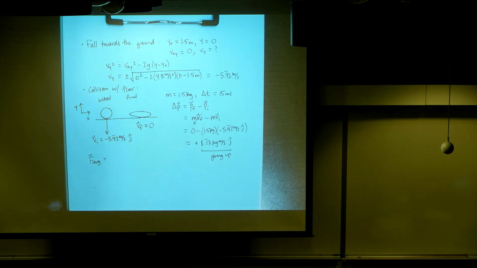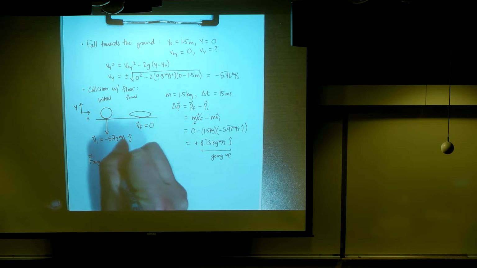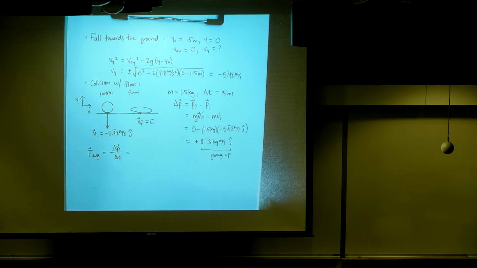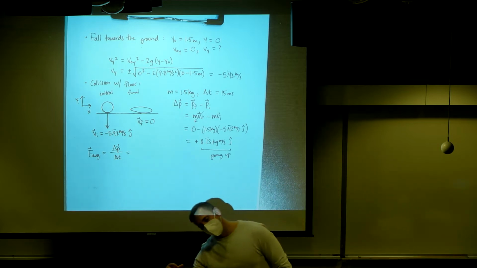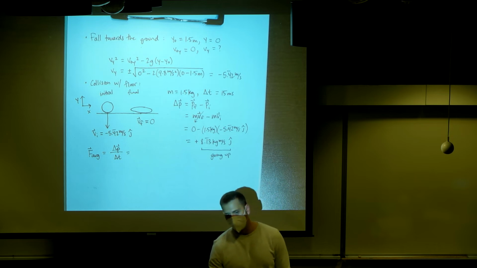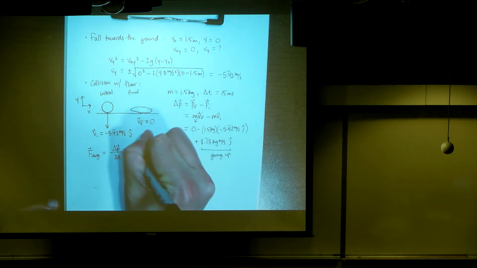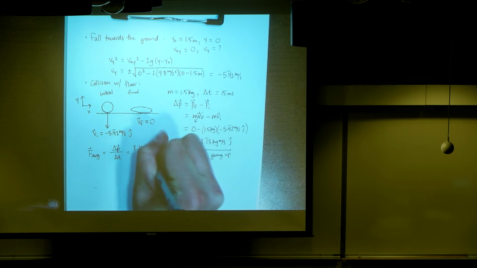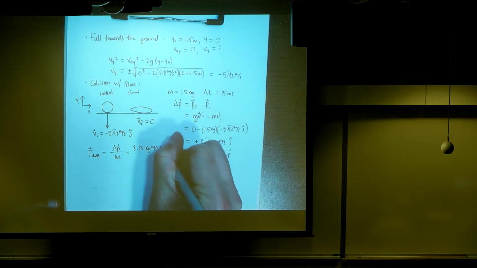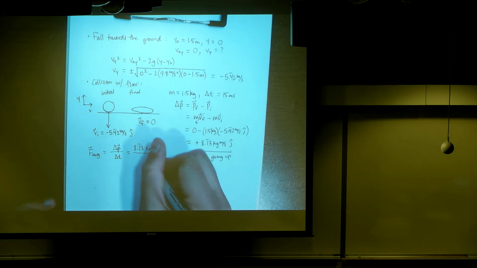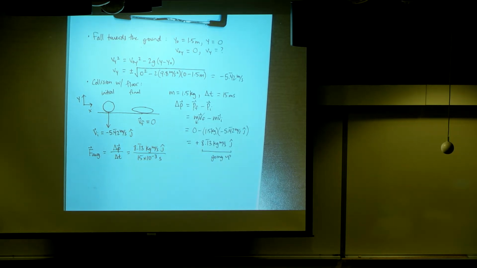Well, that's how much the momentum changed during the collision with the floor divided by how long it took to undergo that collision. So this delta T has nothing to do with how long it took to fall to the ground. It's just how long did it take for the ground to bring it to a stop. So for that, we have delta P, which we just found, as 8.13 kilograms meters per second, and then j hat unit vector comes along for the ride, divided by delta T, which is 15 milliseconds, that's 10 to the minus 3 seconds once again.